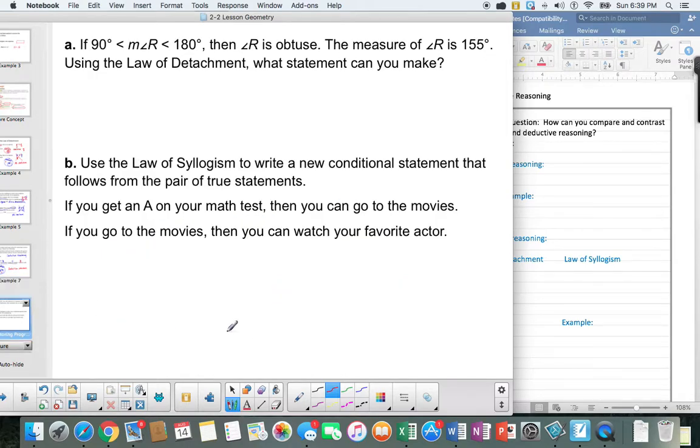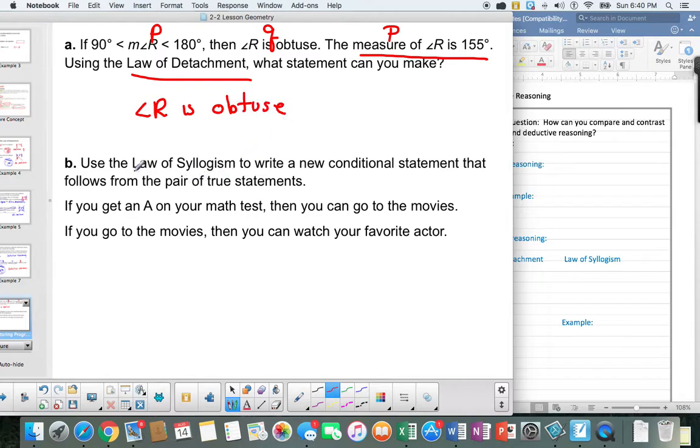All right, let's take a look at using the law of detachment. Okay, so here's the P and here's the Q. And it says the measure of angle R is 155. So 155 is part of our P. So it looks like it's following the pattern correctly. So what statement can we make? We can say angle R is obtuse.